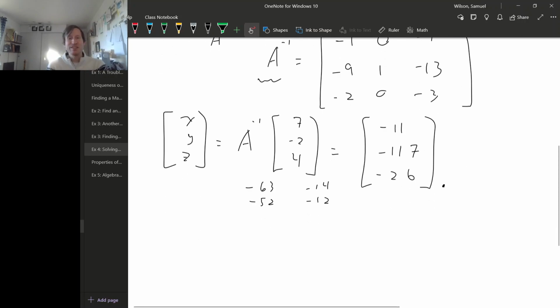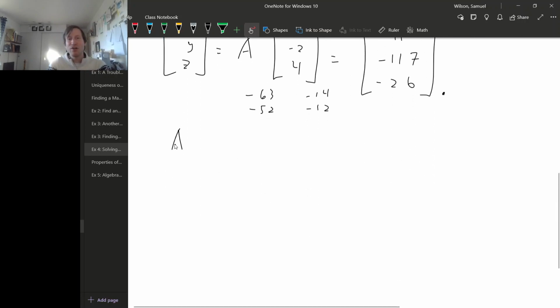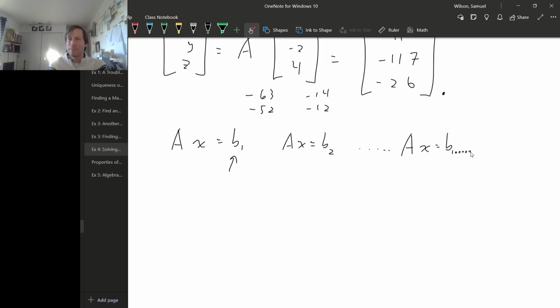But in applications, it's actually common to have to solve many, many equations where the matrix is always the same, but the right-hand side is always different. So you might have to solve this equation where you have some column matrix on the right-hand side, and then solve this equation where the matrix is the same, but the right-hand side is different, and then so on. You might have a million of these kinds of equations to solve. Would you want to do row reduction to solve every one of these? Well, no, that's a lot of work.